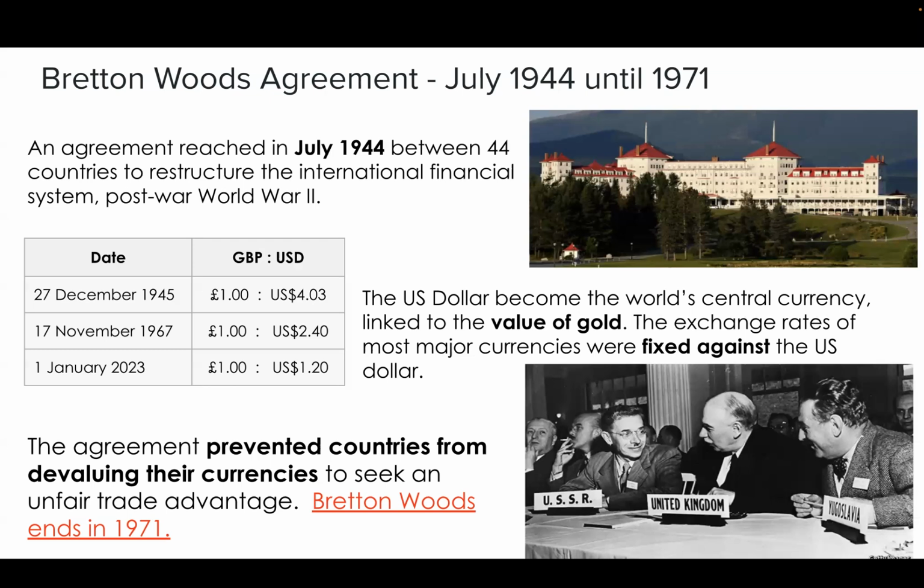But initially in the Bretton Woods Agreement, the US dollar was tied to gold, and these countries agreed that they would maintain exchange rates within certain limits. So if we went back and looked at British pounds back in December of 1945, one British pound would buy approximately 4 American dollars. So the pound was much stronger.